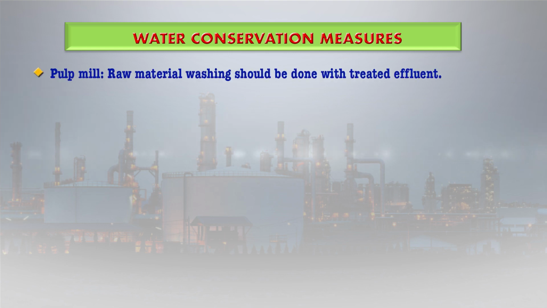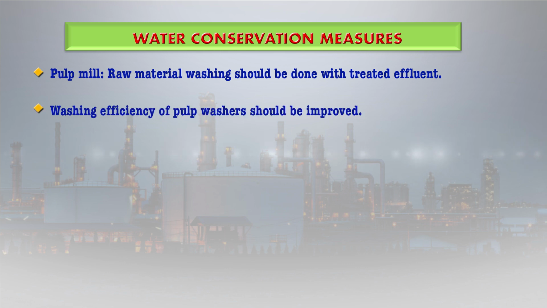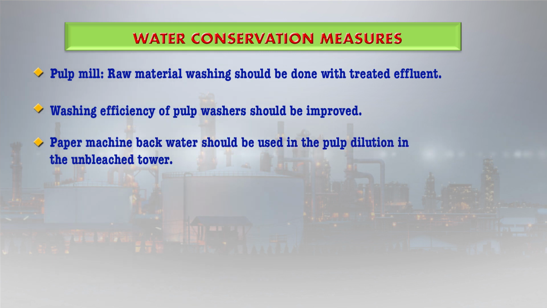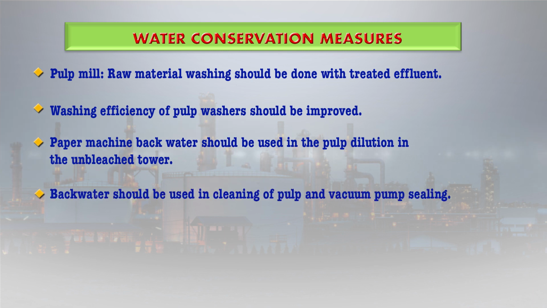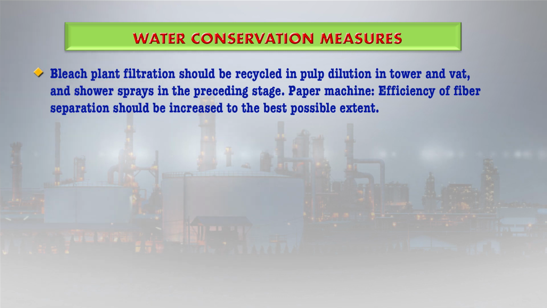In the pulp mill, the raw material washing could be done with the treated effluent, thereby conserving fresh water. Then the washing efficiency of the pulp washers can also be improved. The paper machine backwater should be used in the pulp dilution in the unbleached towers. The backwaters should also be used in cleaning of the pulp and the vacuum pump sealing. So these are ways where the treated water can be recycled and used in several of the processing stations. The bleach plant filtrate should be recycled in the pulp dilution in the tower and the vat and also in the shower sprays in the different stages.